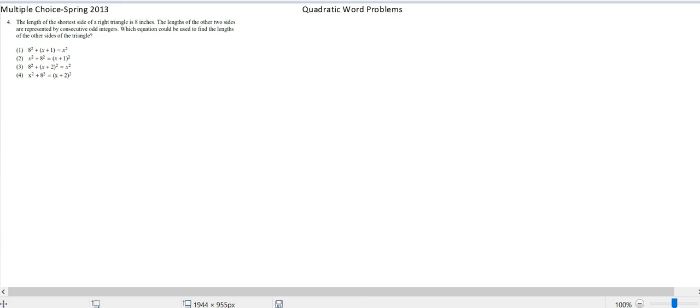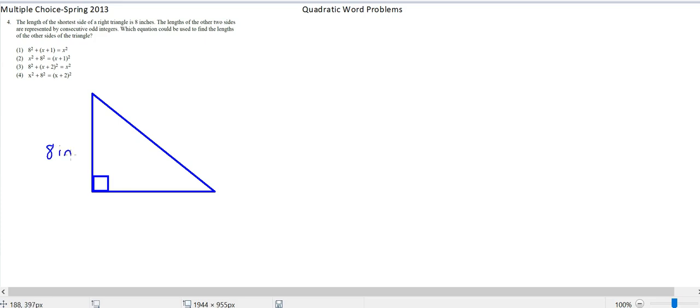So the first thing you always want to do is draw a picture. So here is going to be our right triangle. And what do we know about the right triangle? The shortest side of the right triangle is 8 inches. So this side is going to be 8 inches.